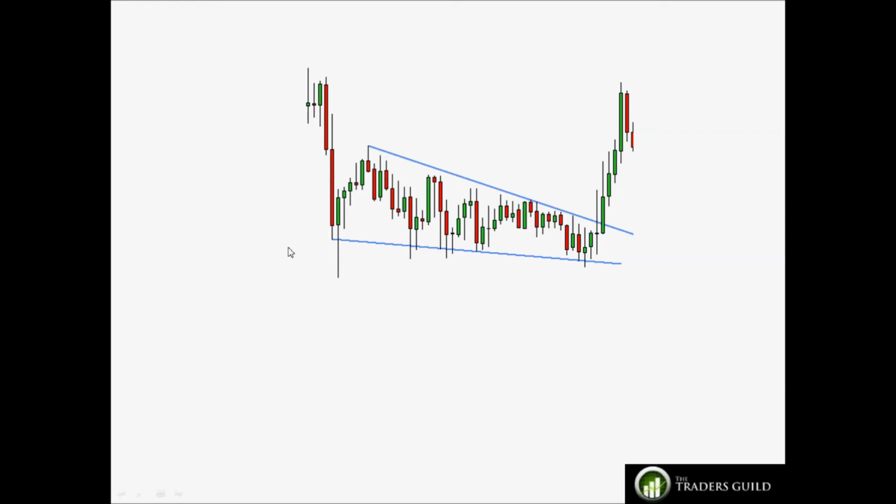Price compresses, we have a wedge-like pattern. I call it a converging wedge. So price is getting squeezed here, until demand overcomes supply, typically at a previous supply demand zone or support resistance zone, and then the path has been paved for price to move higher. We're always looking for that good breakout.